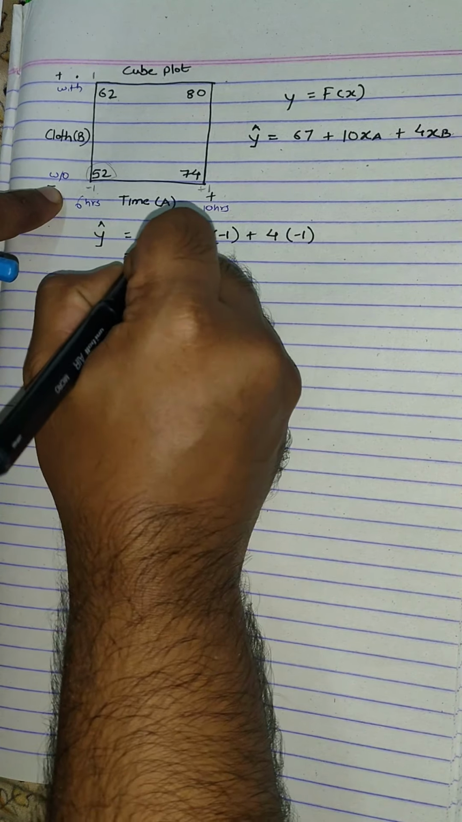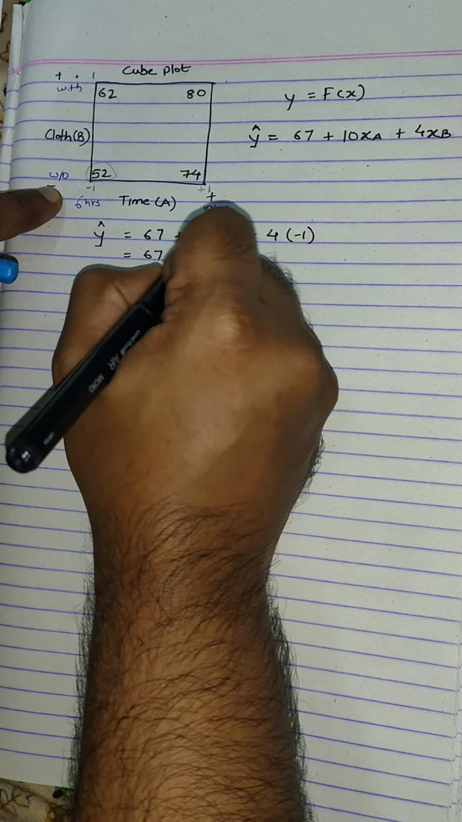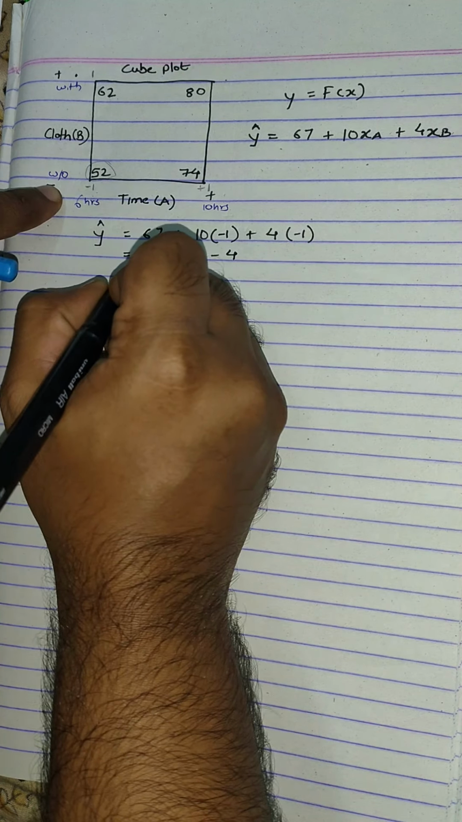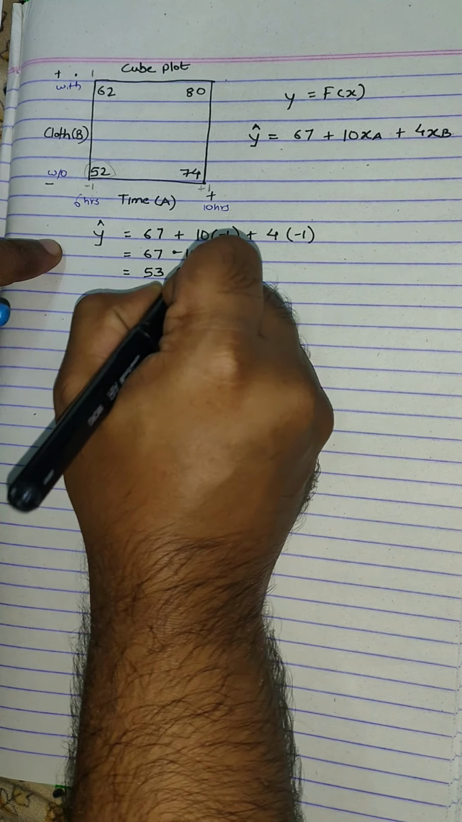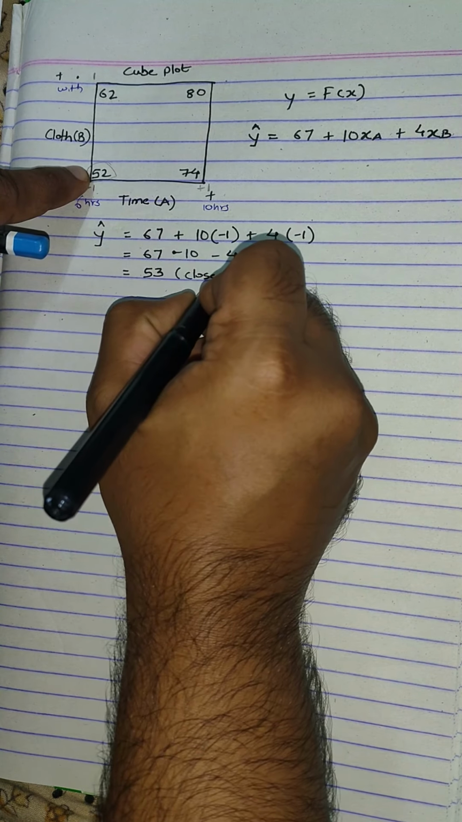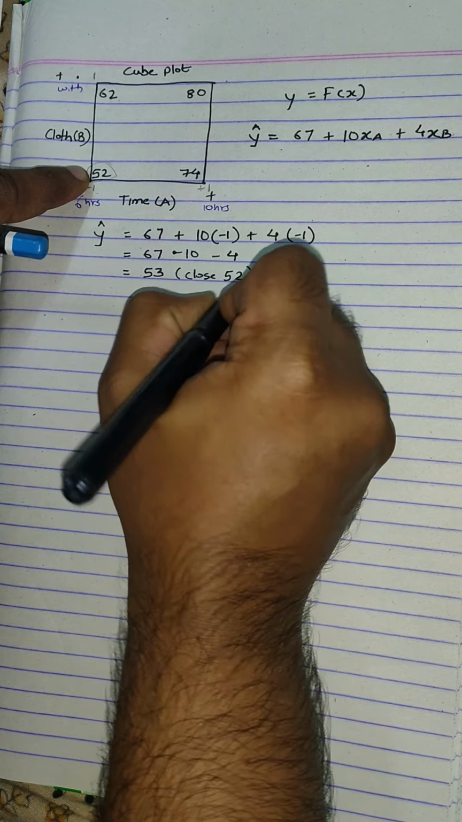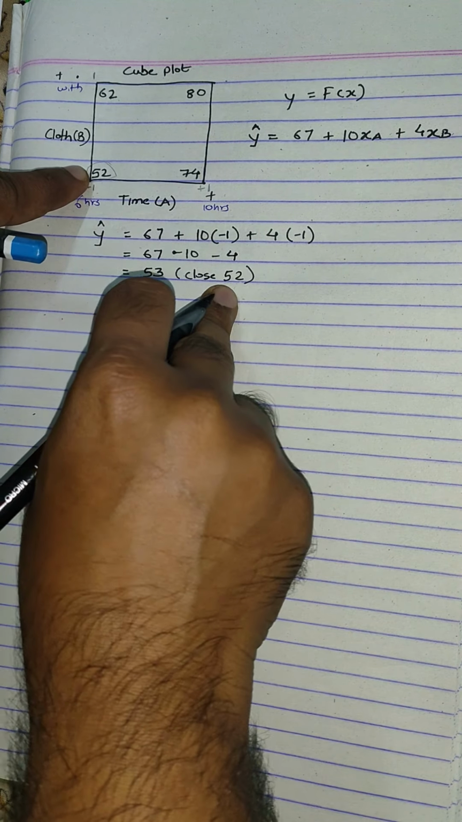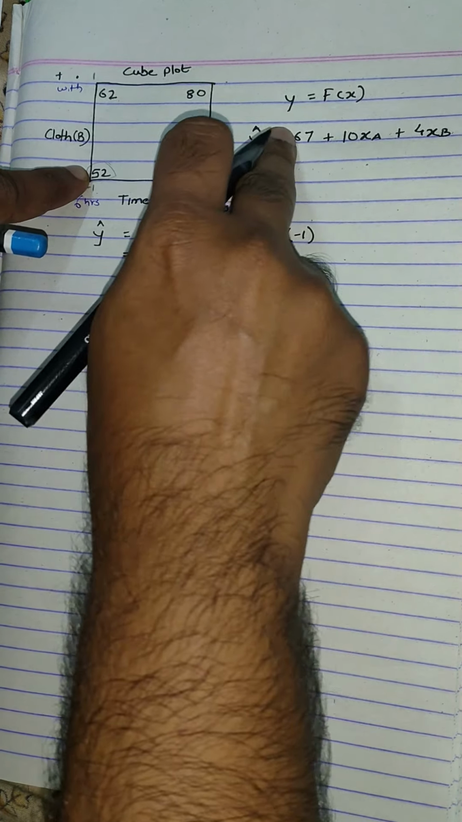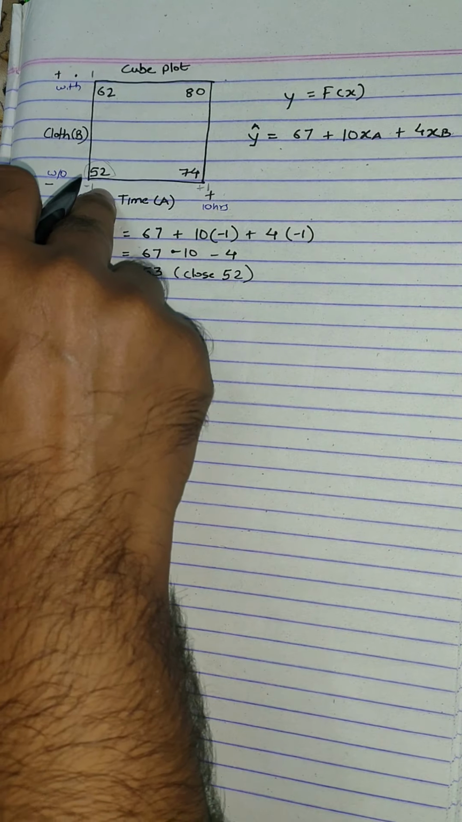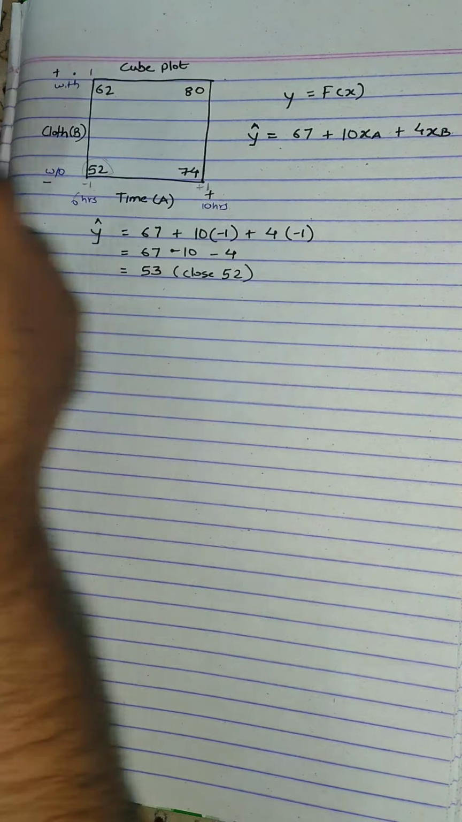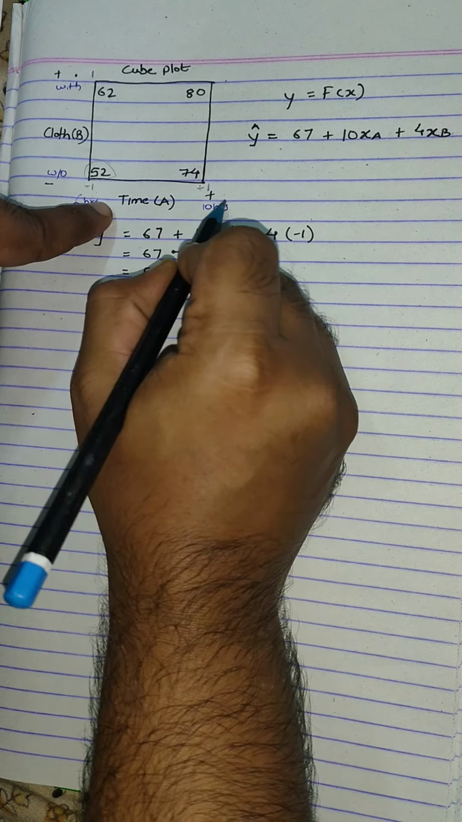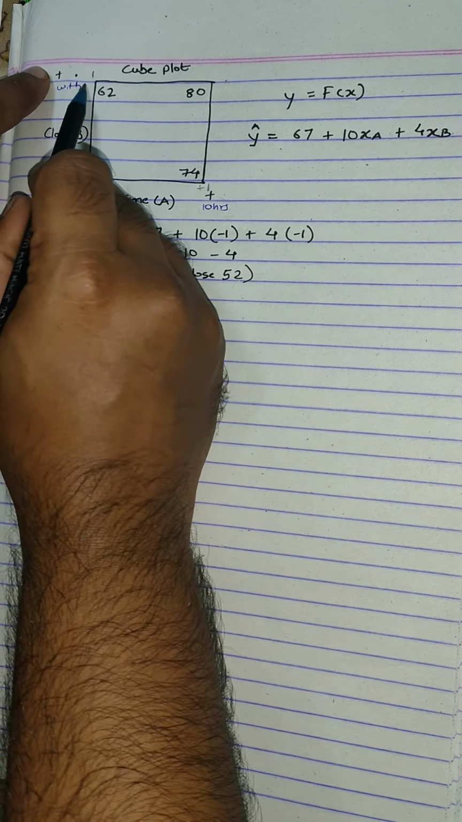If I simplify this, it will be 67 minus 10 minus 4, which is equal to 53, which is very close to what we have actually attained. So our prediction is very close to the actual outcome, so we can say that this equation satisfies in this condition. Now for confirmation, let's also check when we have higher soaking time and we are using cloth.